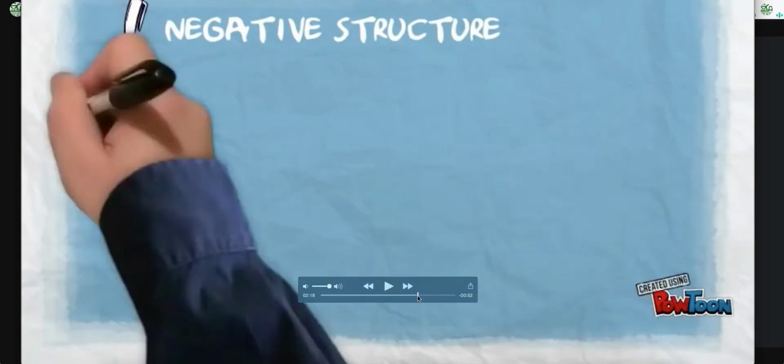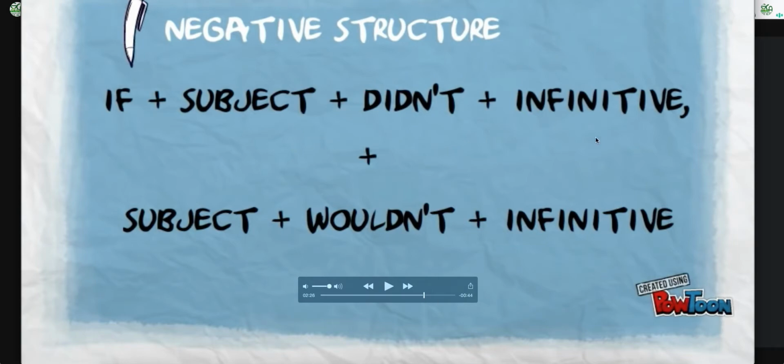Now, let's check the negative structure. It's almost the same, but as you are using past simple, you have to include the auxiliary of past simple, that in this case is did. And in negative, didn't. Please don't forget this auxiliary because you have to use it when talking of second conditionals in negative, okay? So this is it. We have if plus subject plus didn't, that is your auxiliary, plus the verb in infinitive.